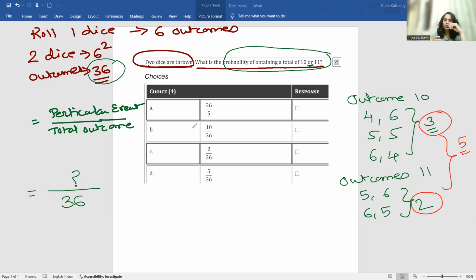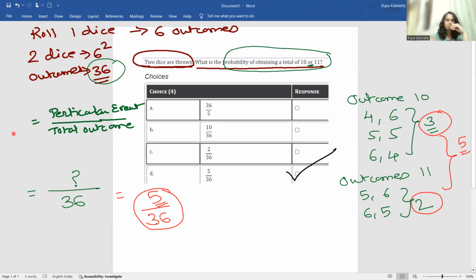So the probability of obtaining 10 or 11 is 5 out of 36. 5 is for 10 or 11, which we just saw here, and 36 is the total outcome. So let's see which of the options is matching here. Oh yeah, option D. Option D is the correct answer, which is 5 over 36, matching with our answer.